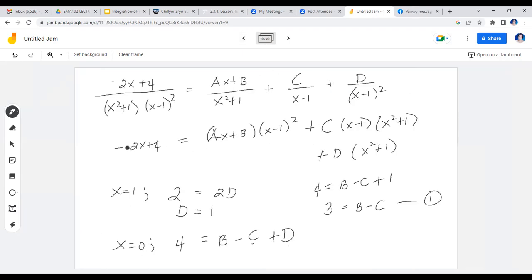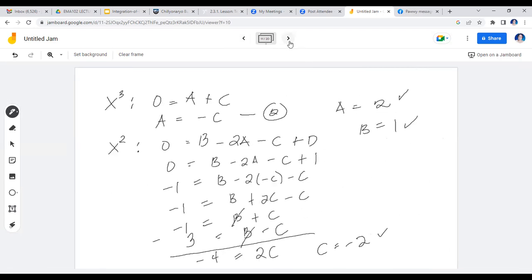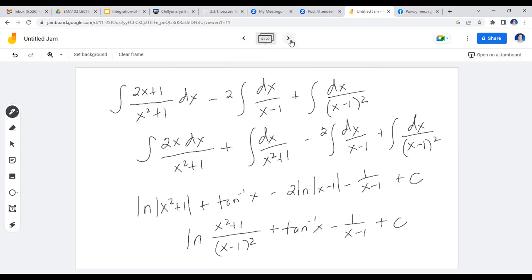So I will just reiterate that if you need to have this expanded so you can properly determine the coefficients of these variables, then do so. Okay? Then after you know the constants, you just substitute the constants in the partial fractions and then evaluate the partial fractions based on the techniques that you have already learned.